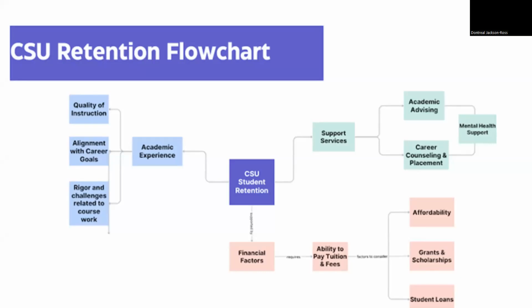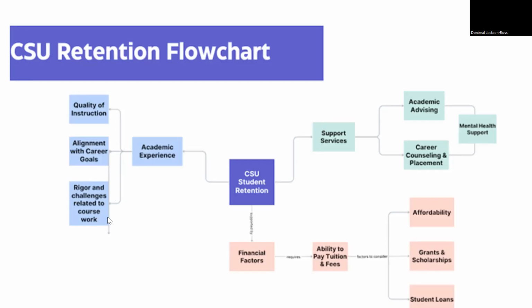So persistence and retention are interchangeable. Retention is more so the macro level of retaining students, where persistence is how they get to the retention, right? So in order for there to be good persistence, the CSU student retention flow chart has to look as such. There has to be some type of qualitative and quality academic experience, where there's a quality of instruction through multimodal learning that aligns with students' career goals and future aspirations, and that provides rigor and challenges related to the coursework.